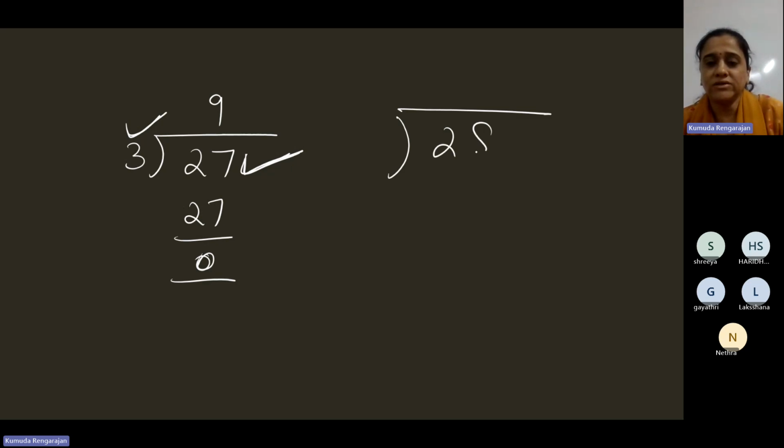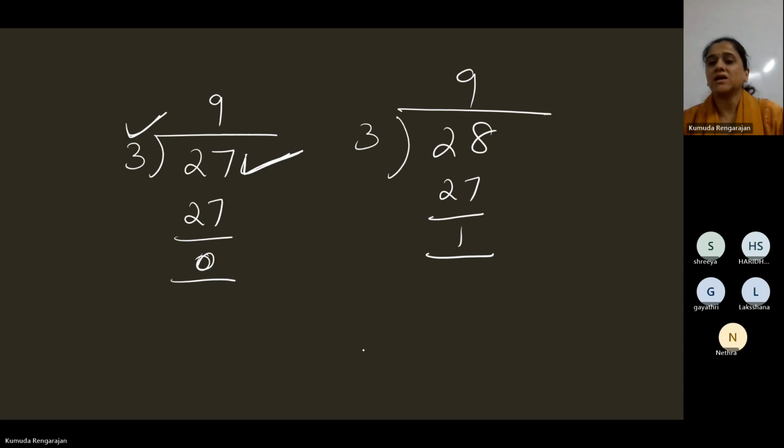But if it were like this, 3 9s are 27, 1 is the remainder. So 28 is not a multiple of 3. 3 is not a factor of 28 because the remainder is not 0.